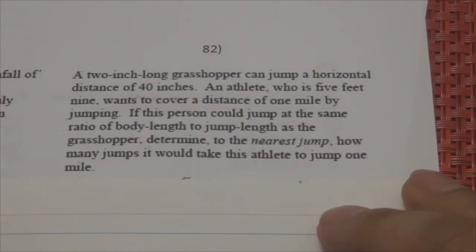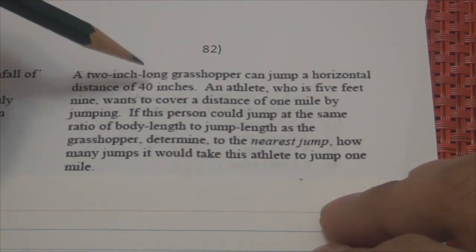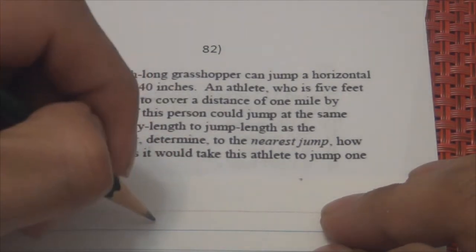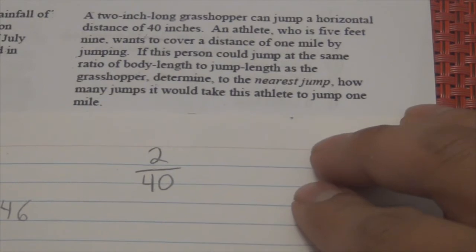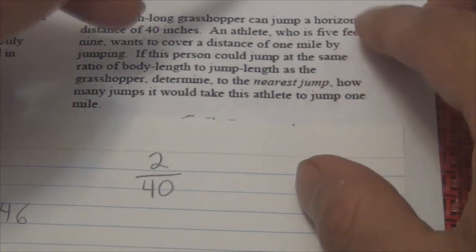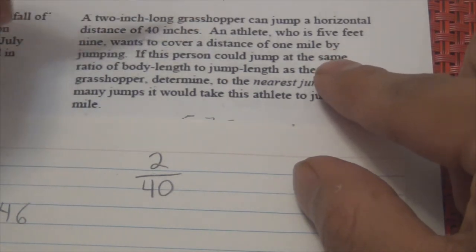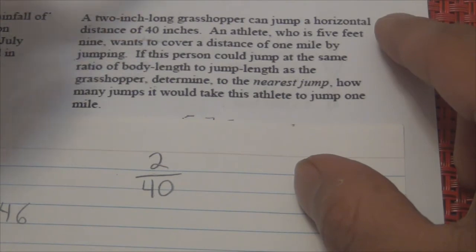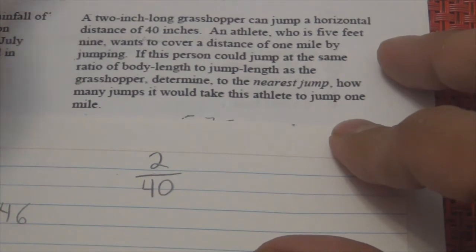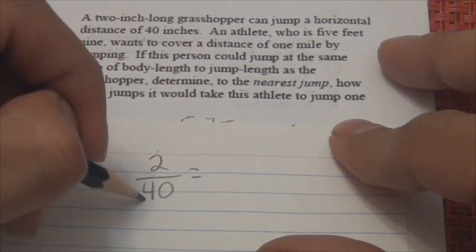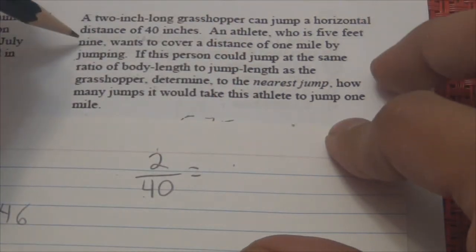All right, so let's take a look at this problem. So a 2-inch long grasshopper can jump a horizontal distance of 40 inches. Okay, so a 2-inch grasshopper can jump 40 inches, right? Now, that's the horizontal distance of the grasshopper. An athlete who is 5'9" wants to cover a distance of 1 mile by jumping. And basically, if the person can jump the same as the grasshopper, then how many jumps will it take to jump the 1 mile? Well, 2-inch grasshopper goes for 40 inches, so then the guy measures 5'9".